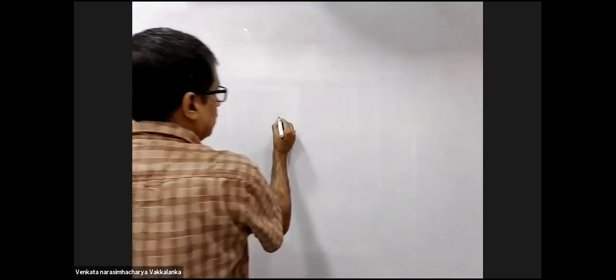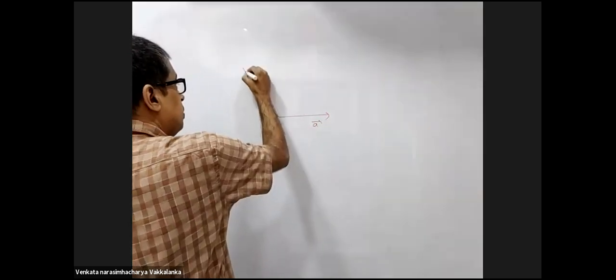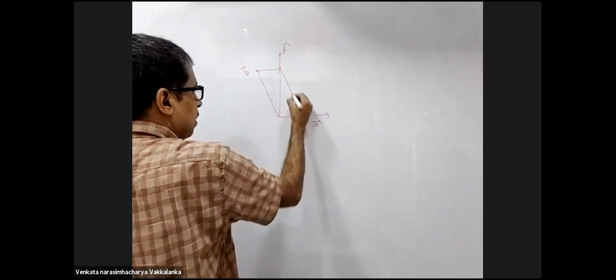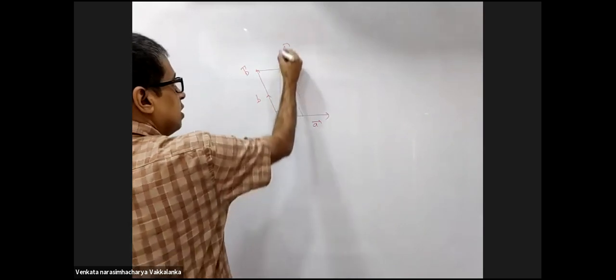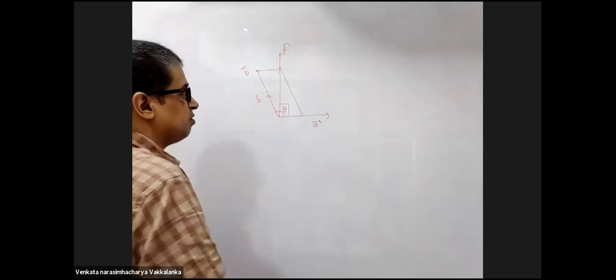Second point. Sometimes they'll play a few small tricks with you. They'll tell you the resultant is perpendicular to the first vector. How is that possible here? It is possible in an obtuse triangle. This is the first vector. That means B should be making an angle greater than 90. This is the resultant. This is B, this is A. The angle between them is theta. The resultant is perpendicular to the first vector.